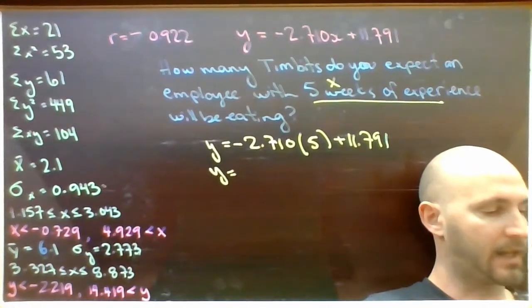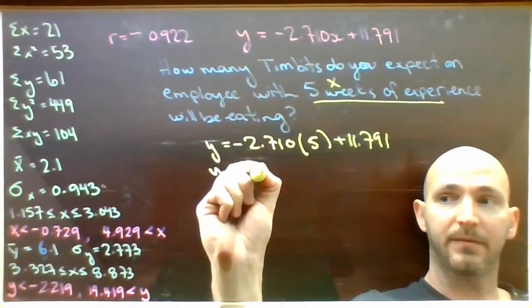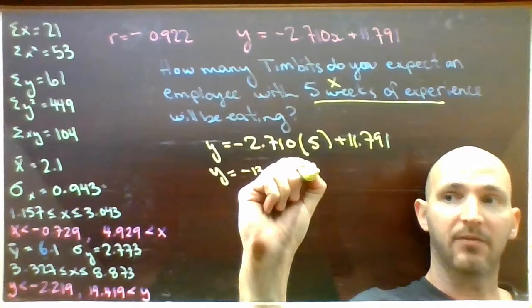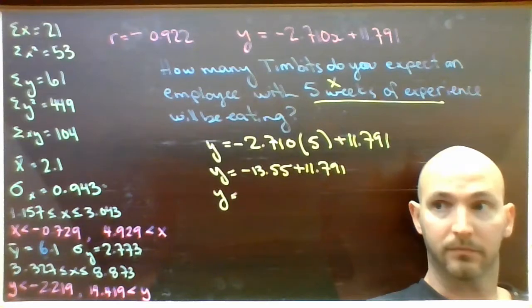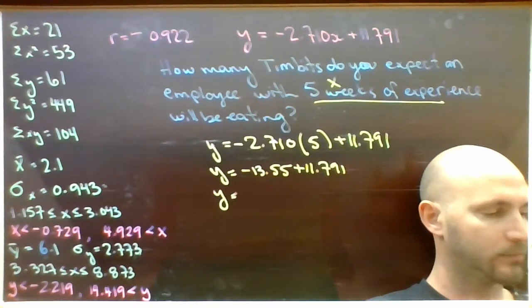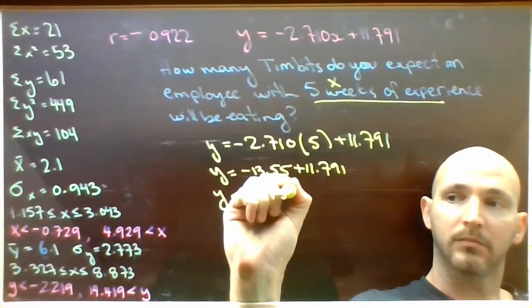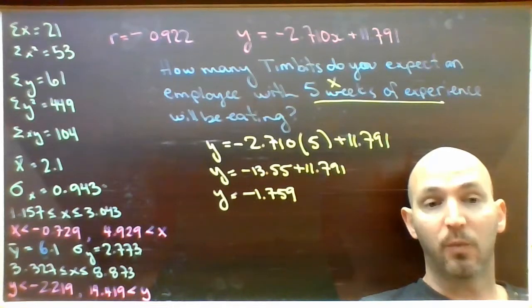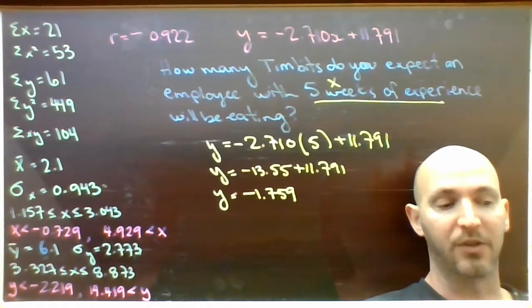And I'll work that out, negative 2.71 times 5. It's negative 13.55 plus 11.791, it's negative 1.759. So according to the model, if you've been working 5 weeks at this Tim Hortons, then you are eating negative 1.759 Timbits per shift. Now that has a whole bunch of problems with it.